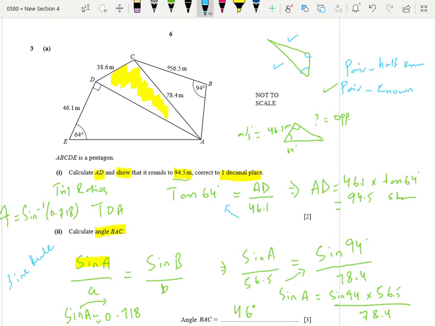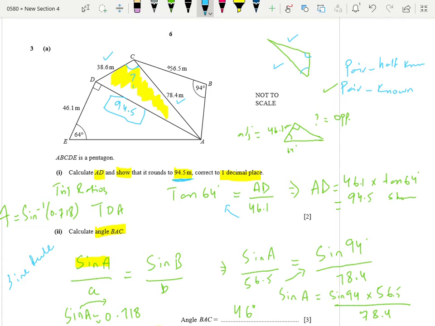In that case you would see the lengths of the sides. This is 78.4, this is 38.6, and AD we found out, and even if somebody did not find it out correctly, this is mentioned right here in part 1, 94.5. So you can see out of the three this is the largest one, and opposite to this side the angle that I can see is angle C. So angle C is the largest angle which I have to find out.